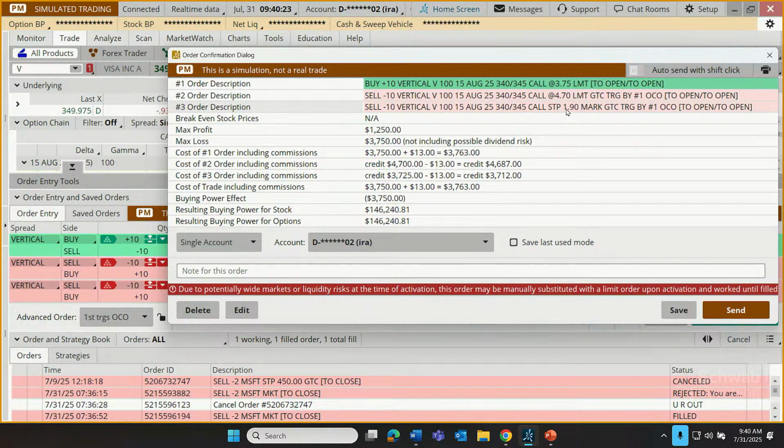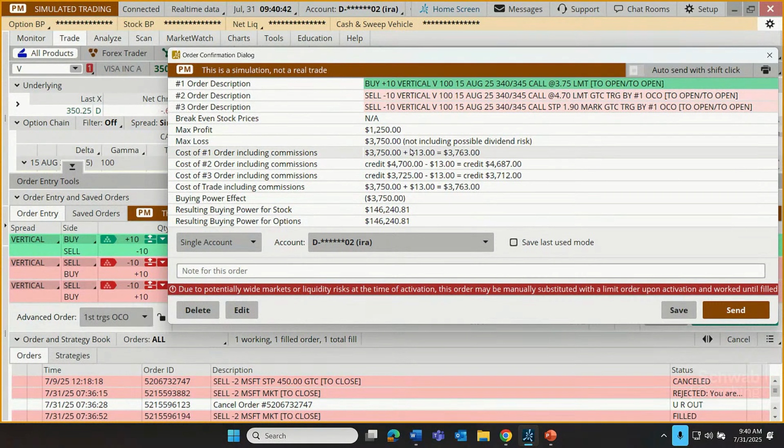Now, this stop is not a guarantee that we're going to sell for exactly 190. Due to potentially wide markets or liquidity risks at the time of activation, if the stop gets triggered, that order may be manually substituted with a limit order and then, upon activation, it's worked until it's filled. So that's referring to the stop order.